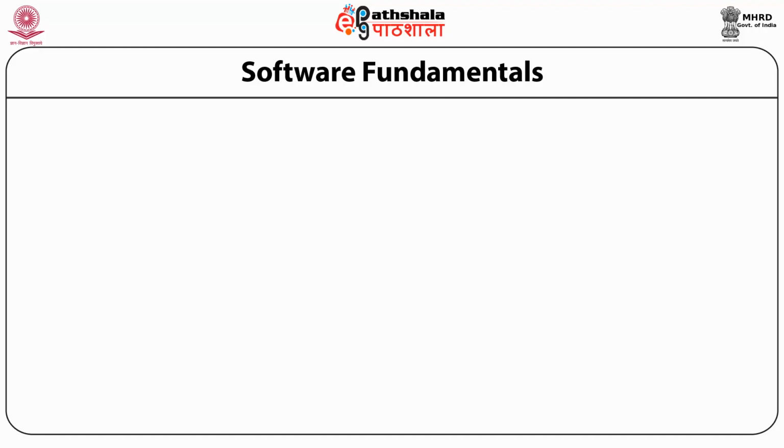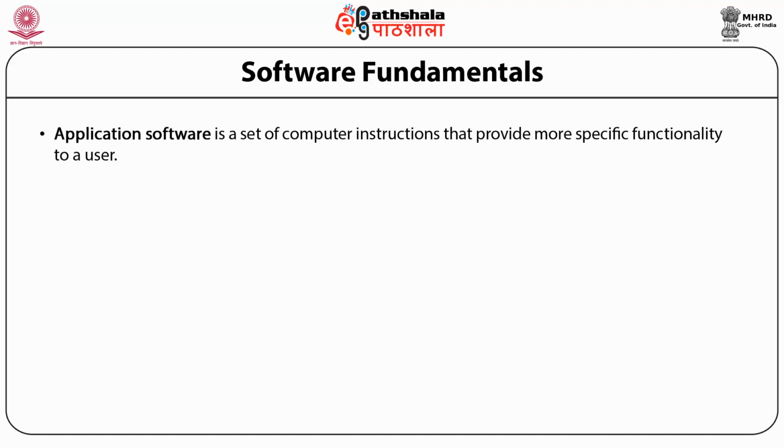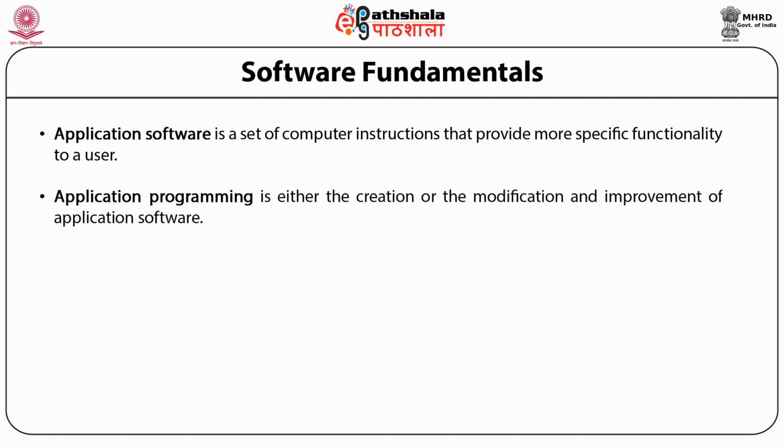Application software. Application software is a set of computer instructions that provide more specific functionality to a user. That functionality may be broad, such as general word processing, or narrow, such as an organization's payroll program. An application program applies a computer to a certain need. Application programming. Let us also understand what application programming is all about. Application programming is either the creation or modification and improvement of application software.